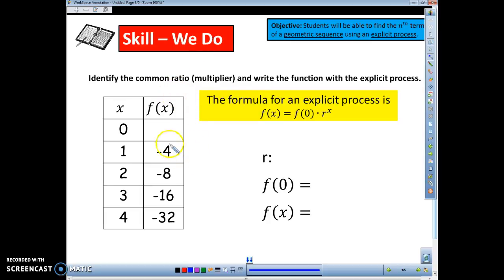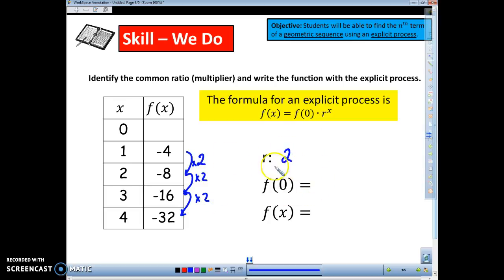Here we have a table of values, and we need to first identify the common ratio, the multiplier, and write down the function of the explicit process. So in this situation, I go from -4 to -8, -8 to -16, -16 to -32. There, our r value is 2. We are multiplying by 2 every single time. So my r value is 2.